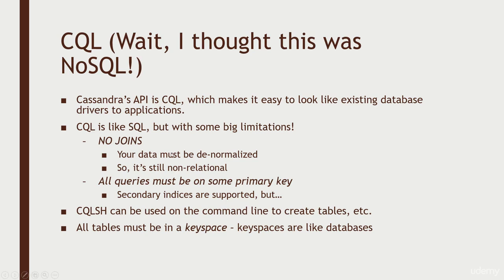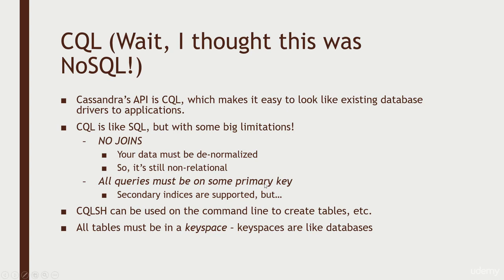You cannot do joins in CQL like you can in normal SQL because it is fundamentally a non-relational database. Your data still must be denormalized. You can't do joins, so you can't do lookups between two tables. So still, it's a non-relational database. And your queries all have to be on some sort of primary key that you've defined on your table.